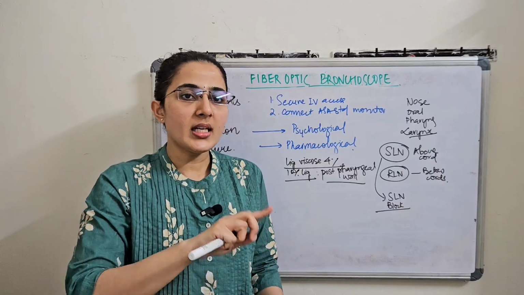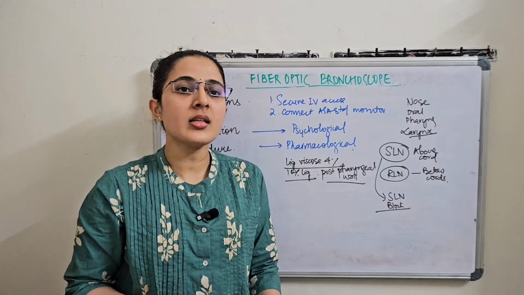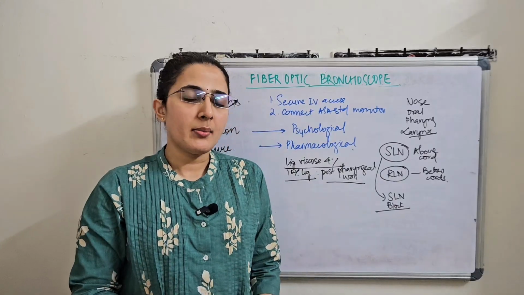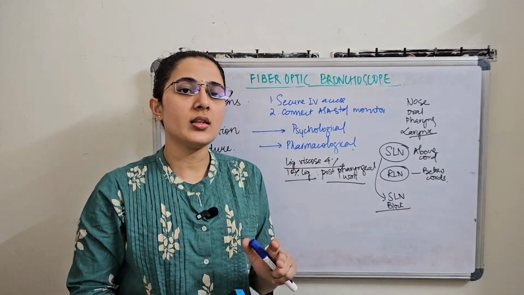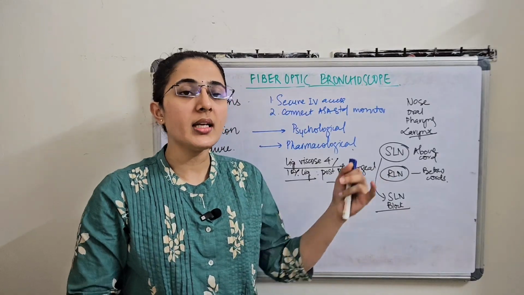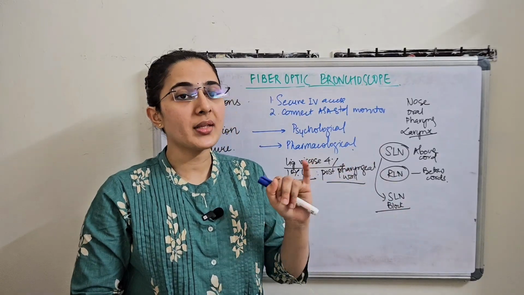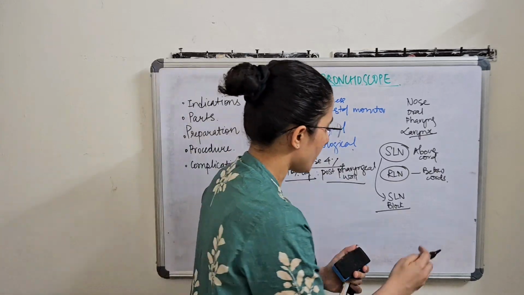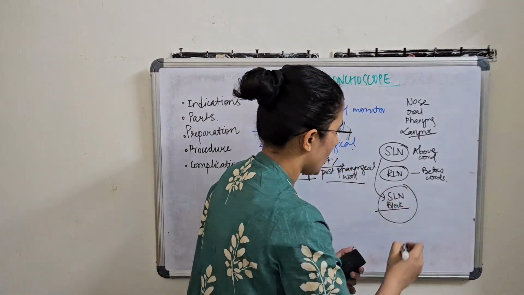Okay, so when we inject this, it will block the sensory branch of the superior laryngeal nerve. Remember that most of the pharyngeal muscles, which are intrinsic muscles, are supplied by the recurrent laryngeal except the cricothyroid. So we can give this, the superior laryngeal nerve block.